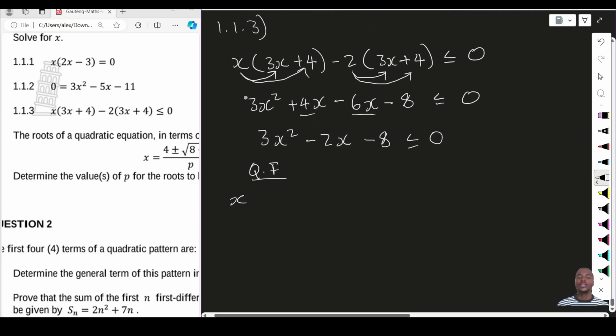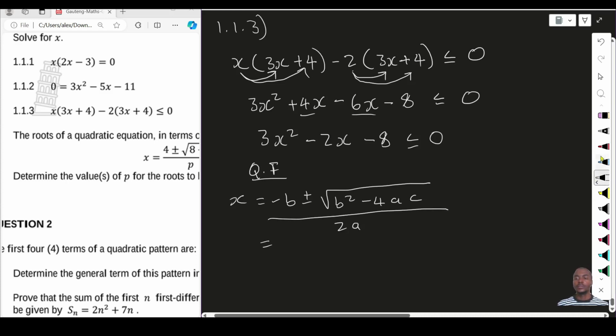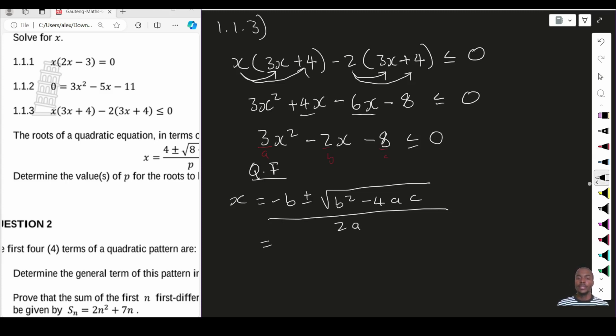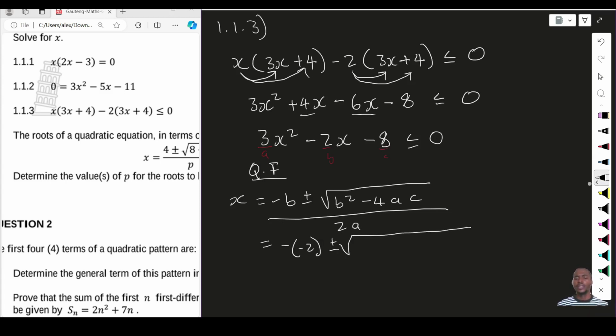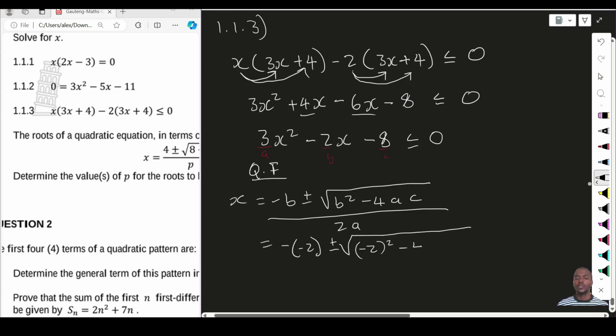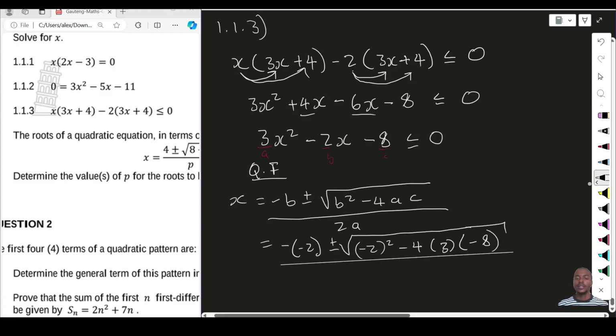We are going to say x is equal to minus b plus or minus the square root of b squared minus 4ac, divided by 2a. You must make sure that you label correctly. This is a, this is b, this is c. So what is b? b is minus 2, then plus or minus the square root of, what is b again? Minus 2, open brackets, squared, minus 4 times, what is a? a is 3, c is minus 8. Then this is divided by 2 times what is a? a is 3.